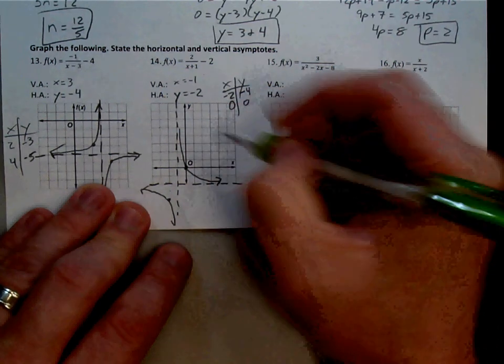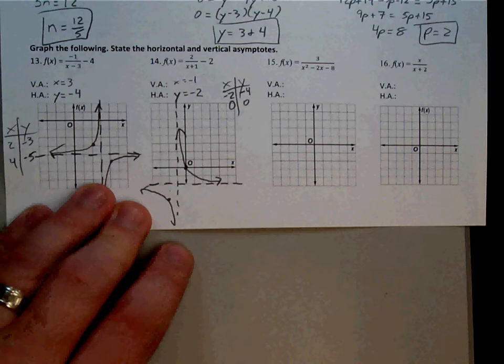Draw branches of a hyperbola that hit those points and don't cross or touch asymptotes.